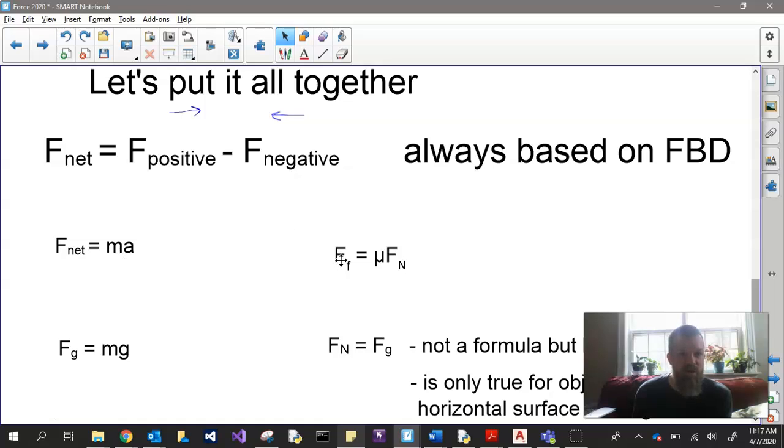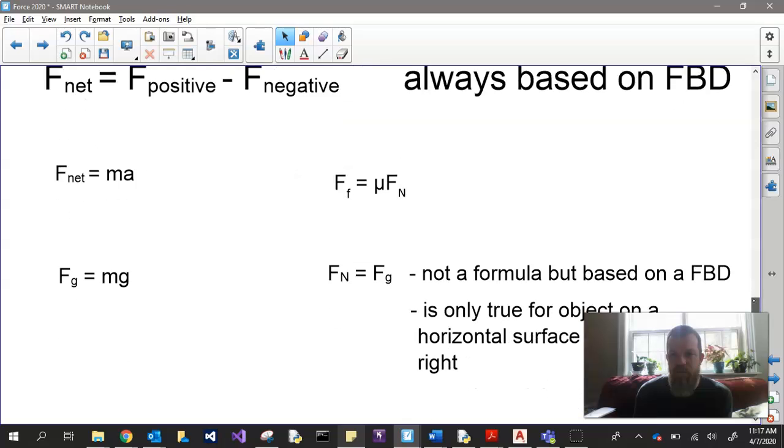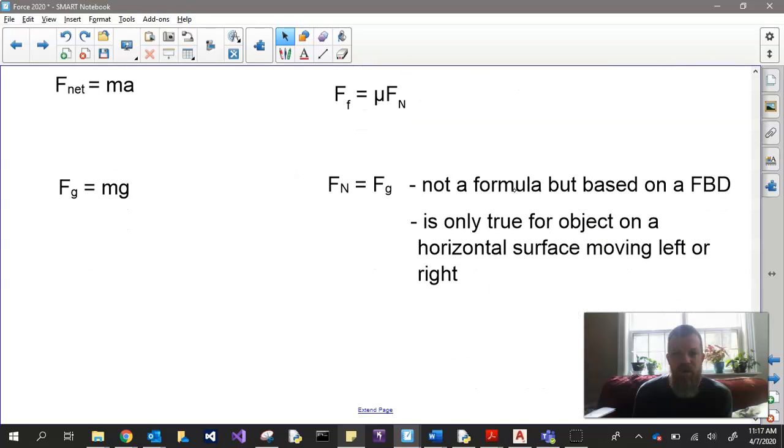Also, the force of friction equals mu times Fn, which we just talked about. Force of gravity equals mass times gravity, which you should have looked at, or we'll look at after this. And the normal force equals the force of gravity. And remember, this is not a formula, but it's based upon the free body diagram, and it's only true for an object on a horizontal surface moving left or right. So these four formulas are going to tie together.